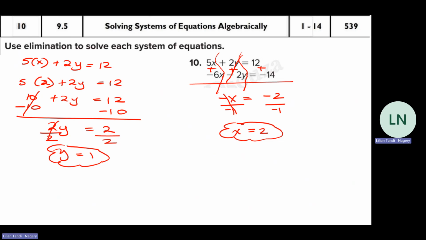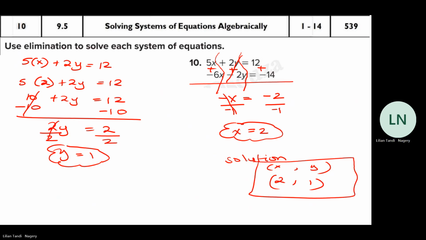Five plus negative 6 is negative x. Okay. So solution x, y, 2, 1. Box your answer.